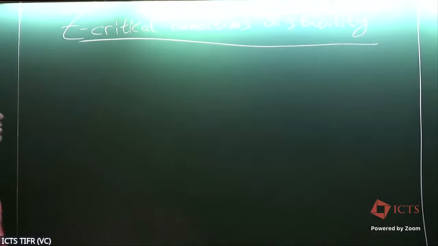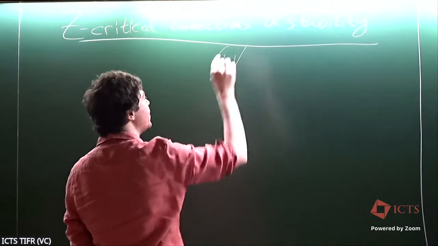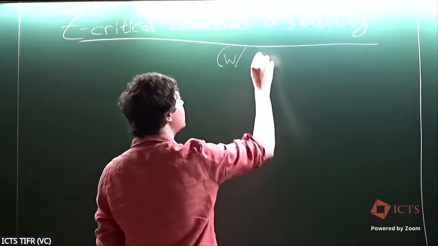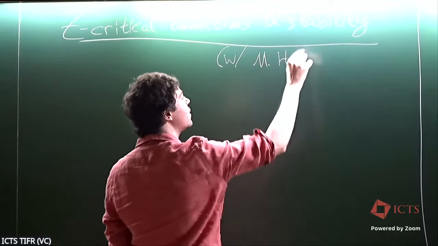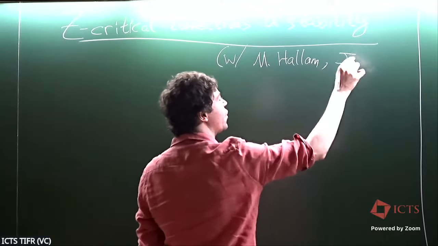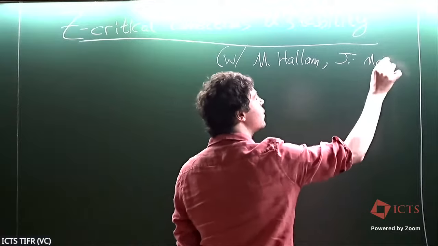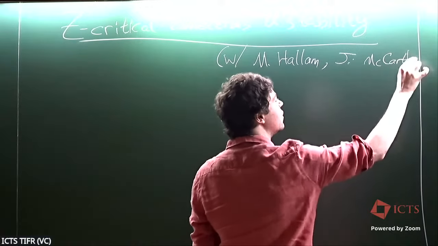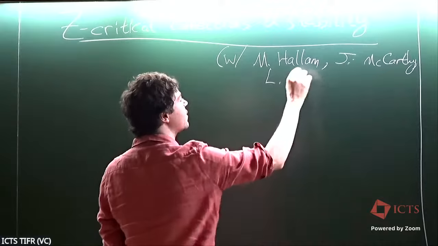Okay, so the title is Z-critical connections and stability conditions. It's a theme of research I've been developing over the last maybe 5 years in collaboration with a few people in a few different papers. So these are Michael Hallam, John McCarthy, and Lars Sektnan.